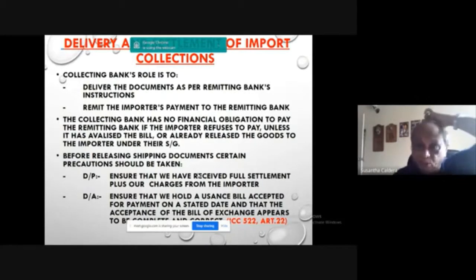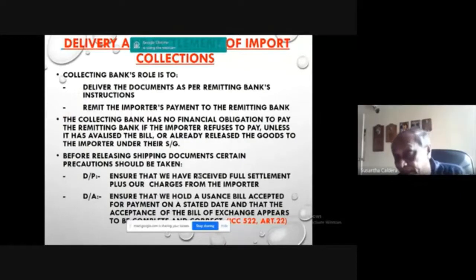Before releasing shipping documents, certain precautions should be taken. For DP, ensure that we have received the full settlement plus our charges from the importer. No part settlement. We have to receive full settlement, as per Article 19, no part settlement unless it has been approved by the remitting bank.